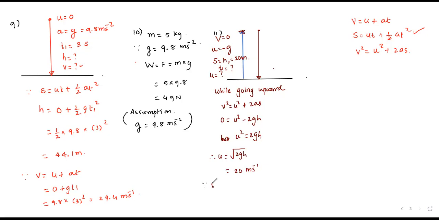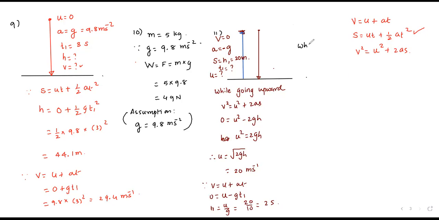Now, since second part, v is equal to u plus at. 0 is equal to u minus g t1. t1 is equal to u upon g. It is 20 upon 10, which is equal to 2 seconds. इतना आ रहा है 2 seconds. अभी next part is what?